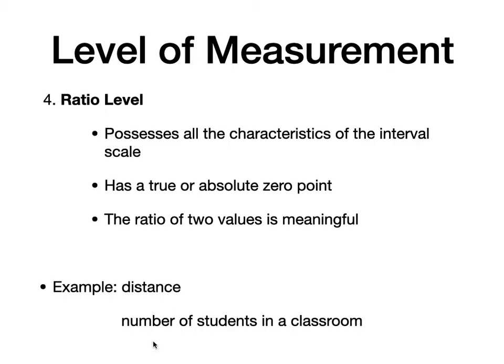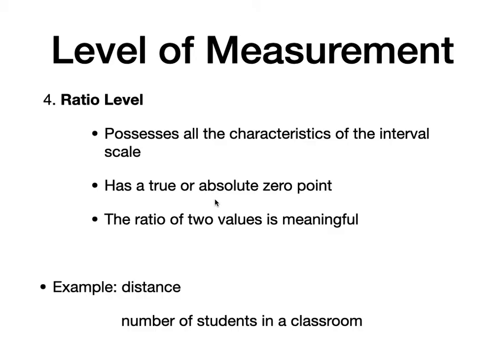Another example, say number of students in a classroom. Is it possible for the number of students in a classroom to be equal to zero? The answer is yes. So we have what we call a true or absolute 0 point, because when you say zero number of students in the classroom, that would indicate that there are no students inside a classroom. So the zero would actually mean zero. So there is what we call a true or absolute 0 point.